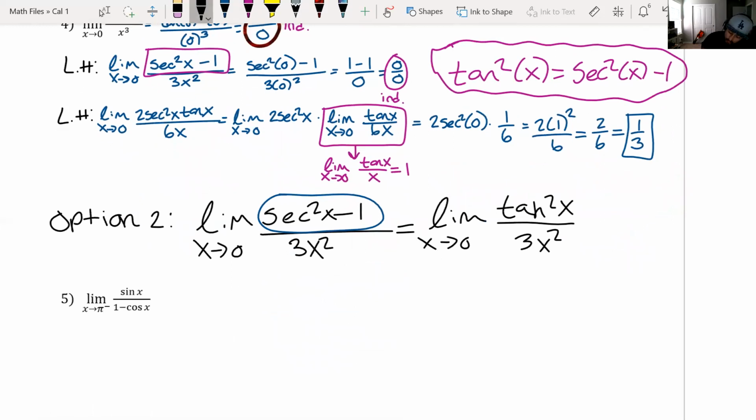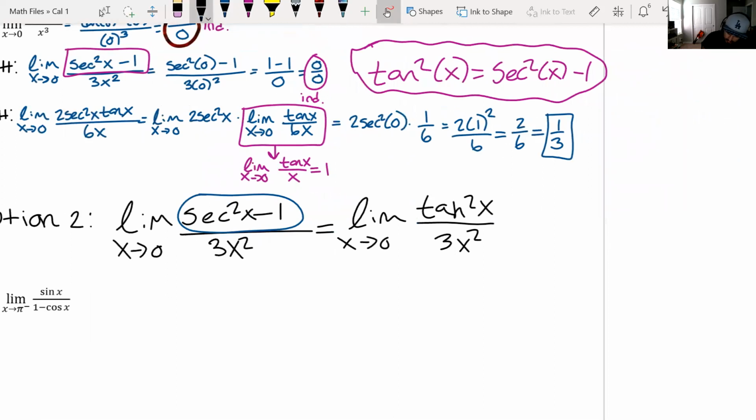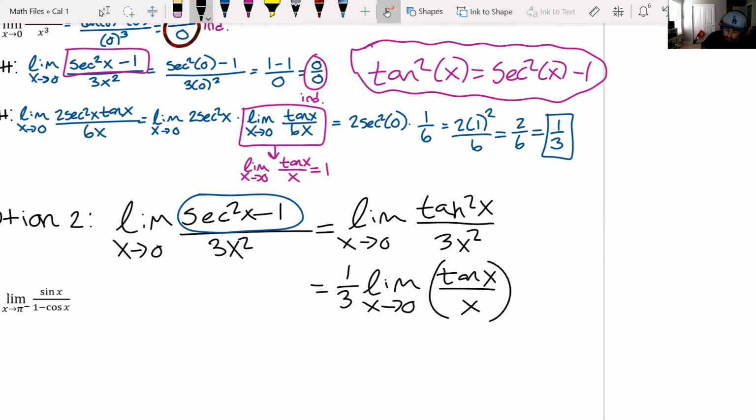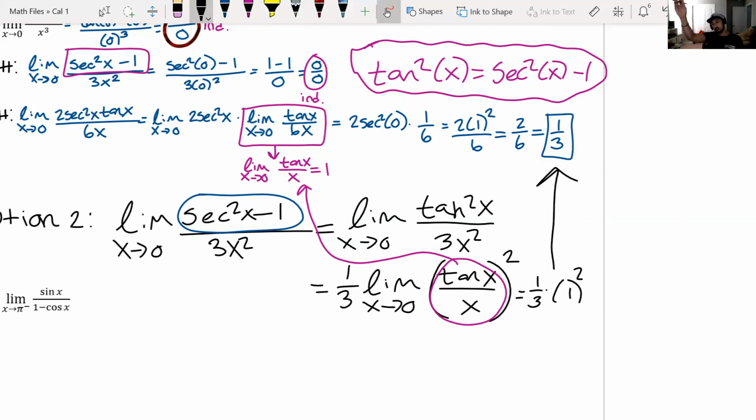Which means that if I rewrite this one more time, I'm going to pull out the 1/3 first. I get 1/3 times the limit as x approaches 0 of tangent x over x squared. Well, just like I said here, this tangent x over x is just like that. So guess what that whole limit becomes? That just becomes 1. So this becomes 1/3 times 1 squared, which is still 1/3. And that was proven a little faster by identities.